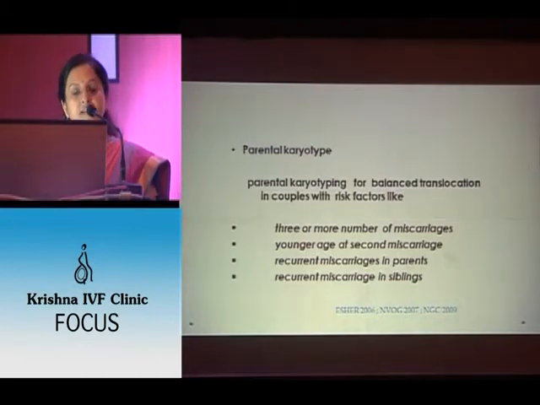Evaluation is indicated now for the parental karyotype for balanced translocations in couples only with risk factors like three or more miscarriages, younger age of the woman at the second miscarriage, recurrent miscarriage in either of the parents, and recurrent miscarriages in either of the siblings.